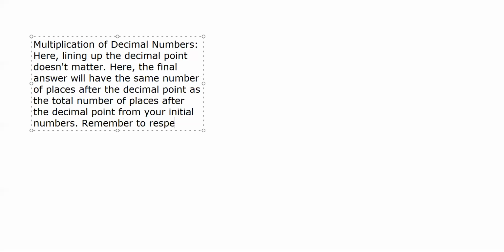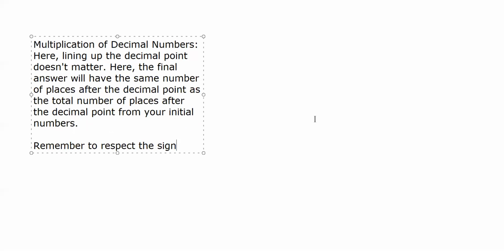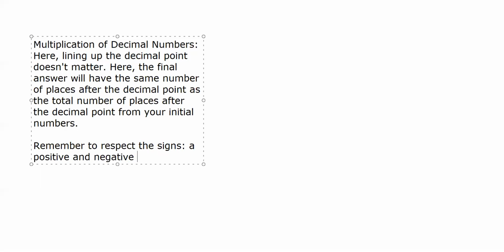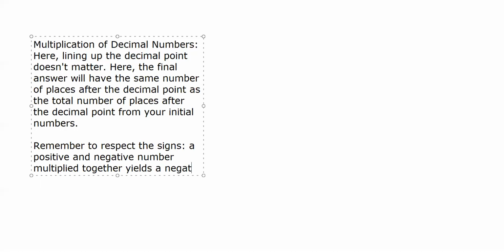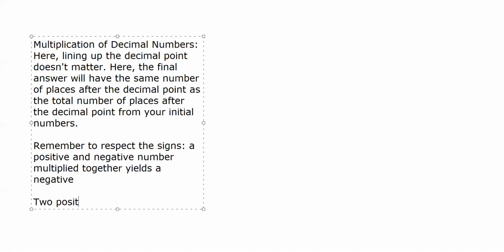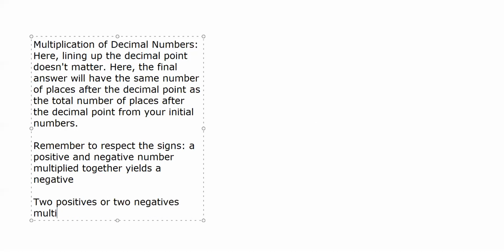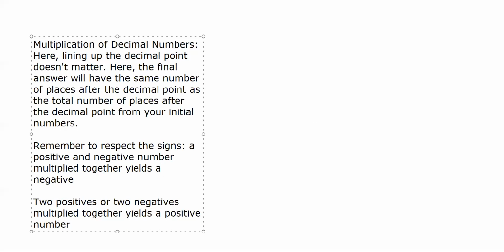Remember to respect the signs here. I'll write this down. A positive and negative number multiplied together yields a negative. Two positives or two negatives multiplied together yields a positive number. So that rule is still in place. That's not changed at all, just because you're talking about decimal numbers specifically.